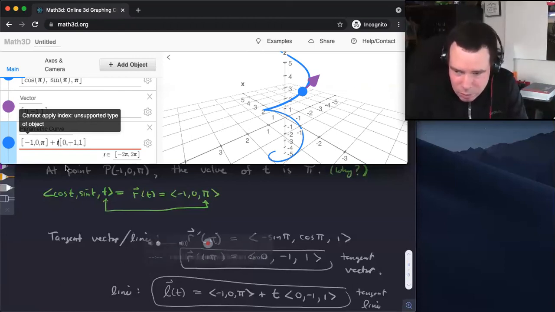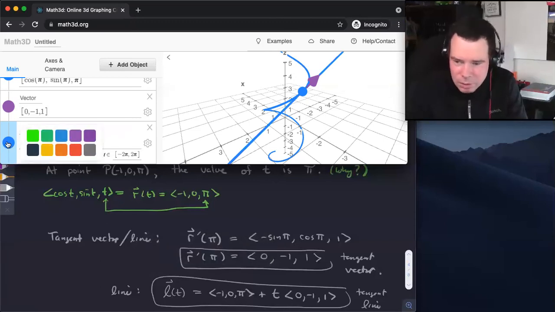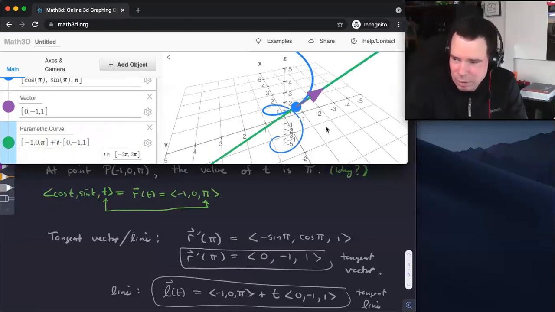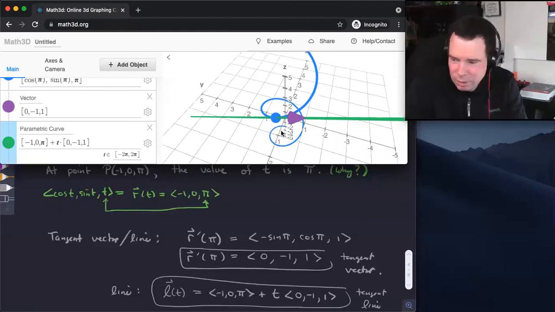And I need to make sure there's a multiplication sign between t and that. I'll change the color just so you can observe that what we've done is we've actually computed the tangent line there as well. So that's the tangent line.